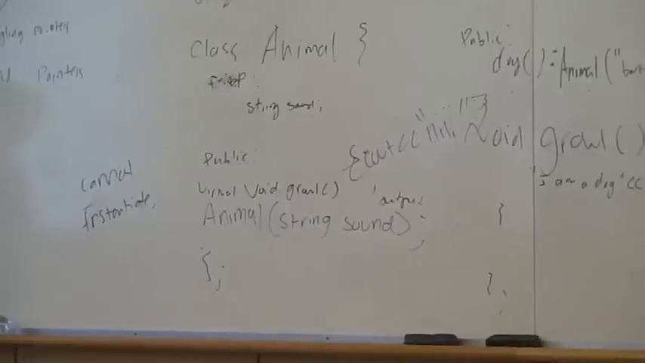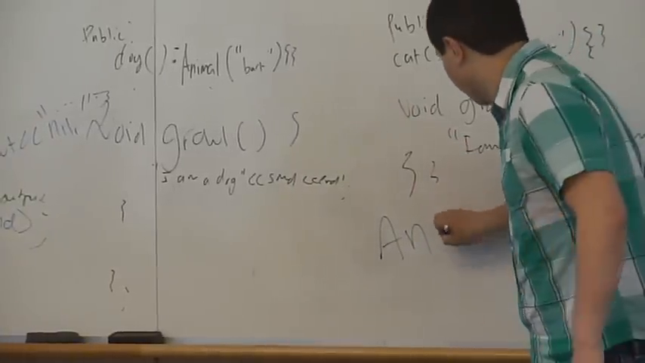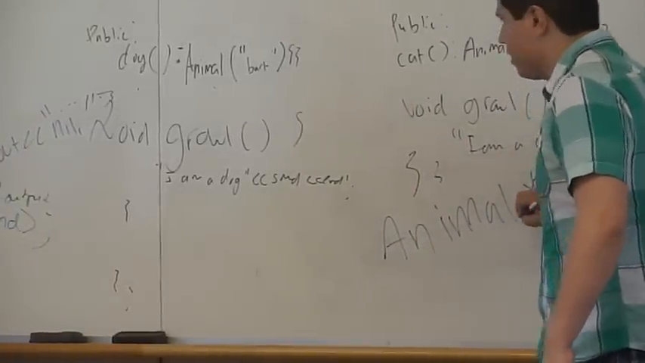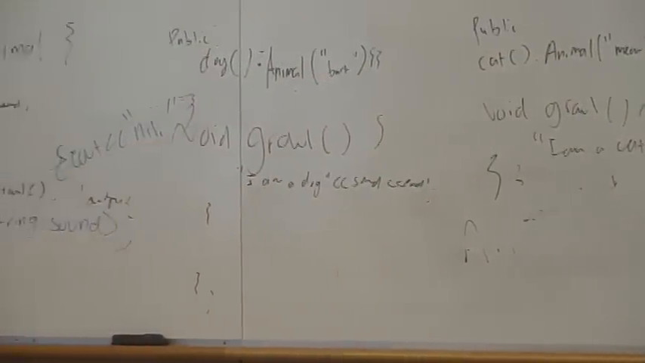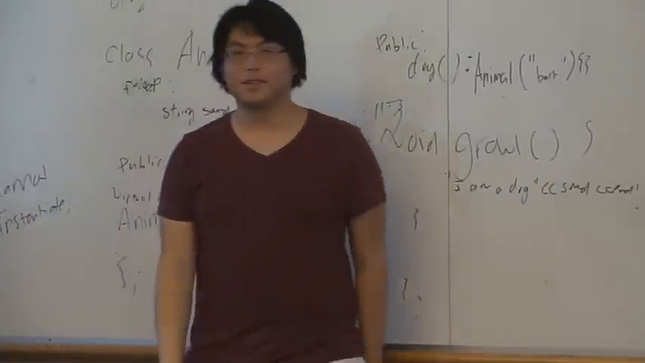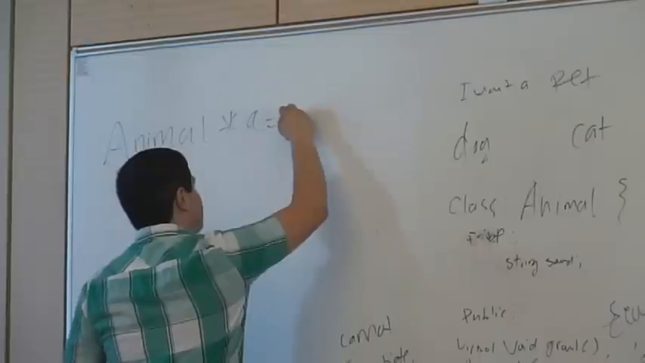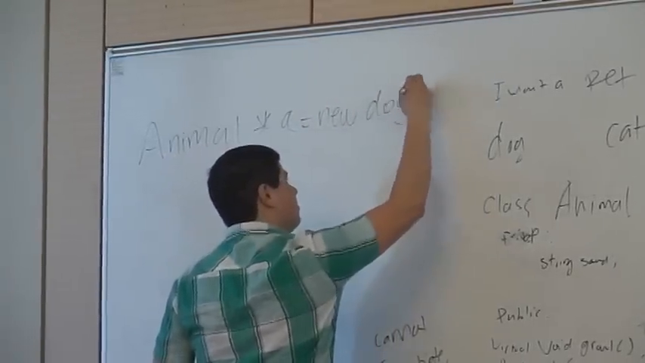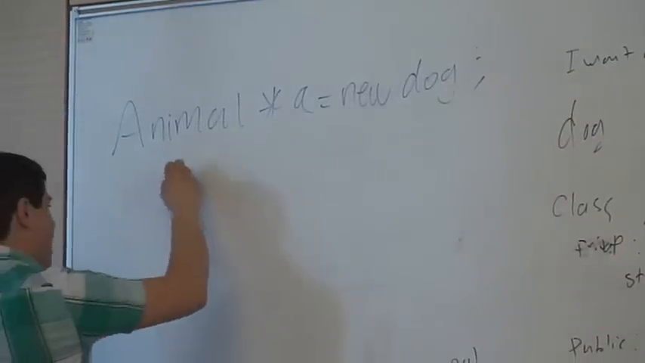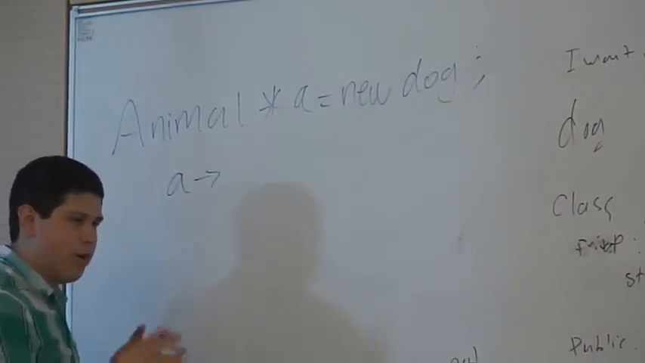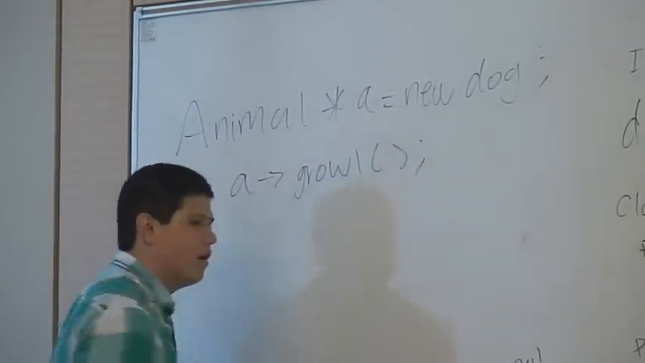So, what if I have an animal pointer? Let's say I'm in my main function, I have an animal pointer. Let's have an animal pointer A, and let's make this a dog. So new dog. And I dereference and access a method, and this is going to be where? What's going to be output to the screen?